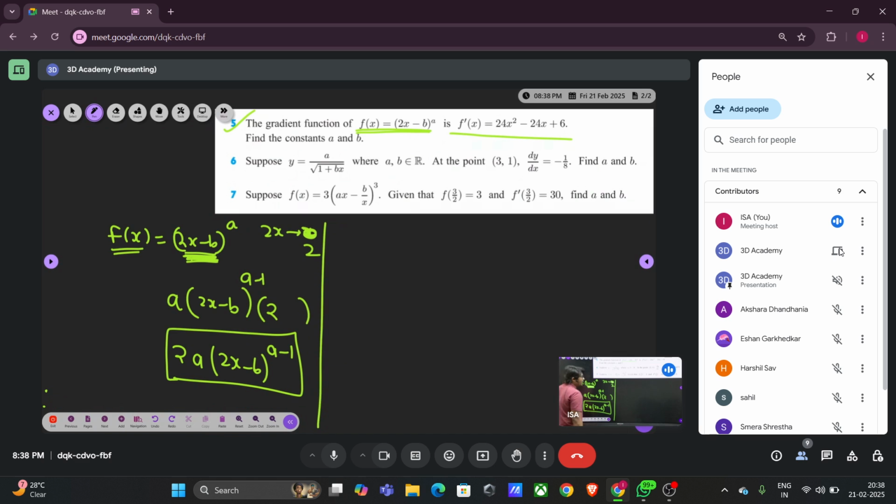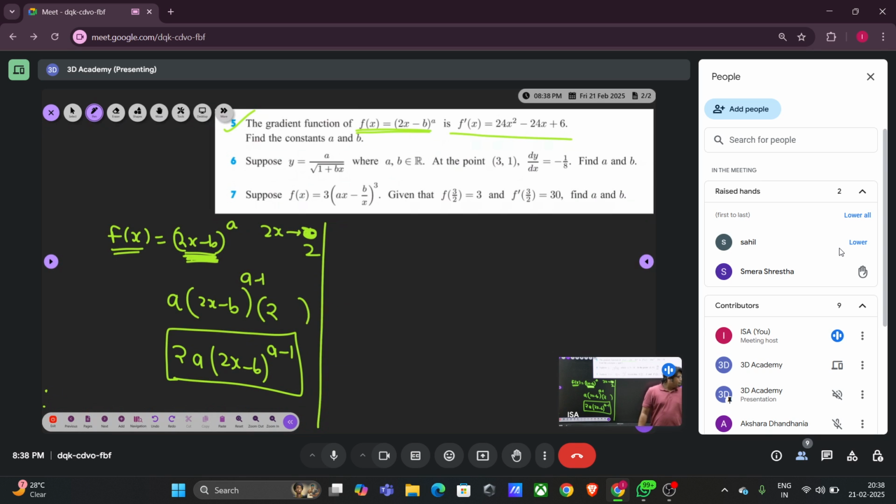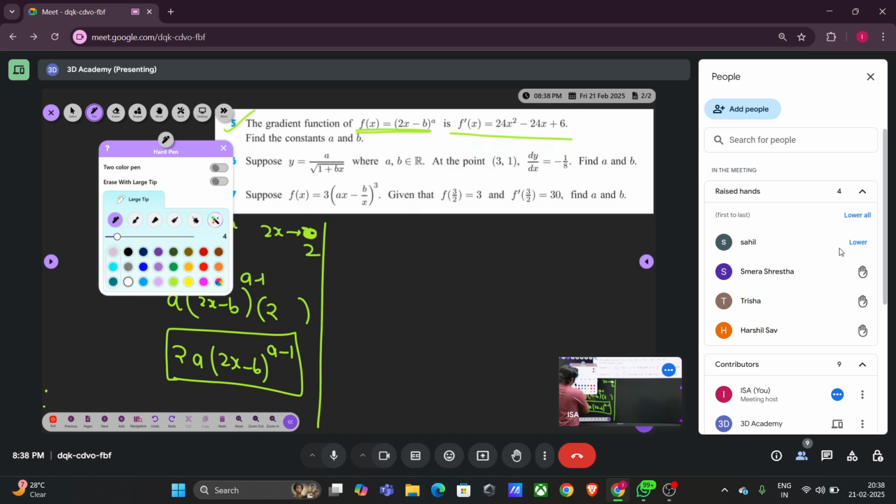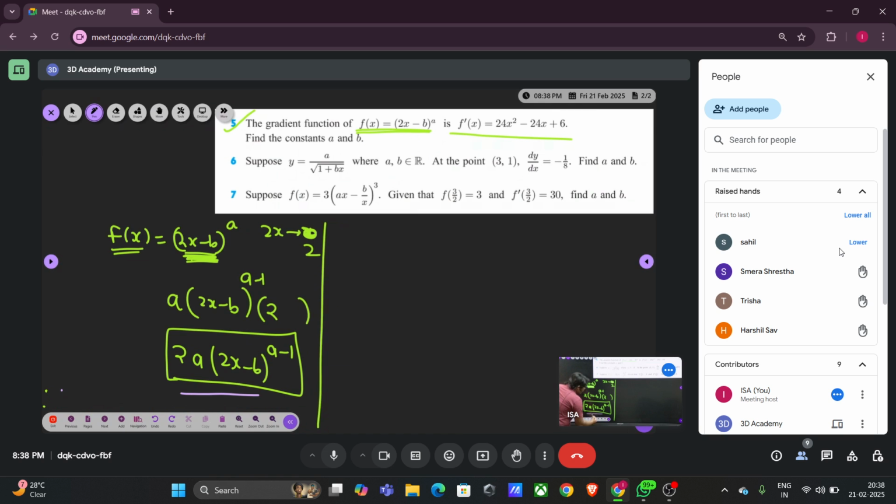How many of you understood it till here? Please raise your hands. Guys, correct? A very simple question, a very simple way of solving a question. ठीक है? Next, now you have to compare this with the given equation.